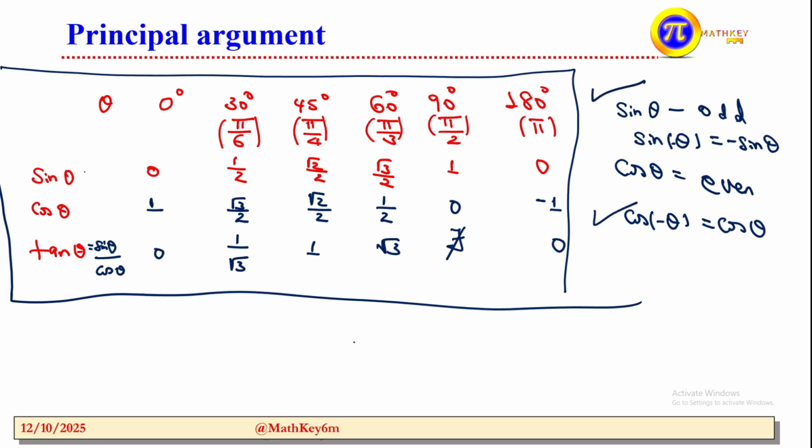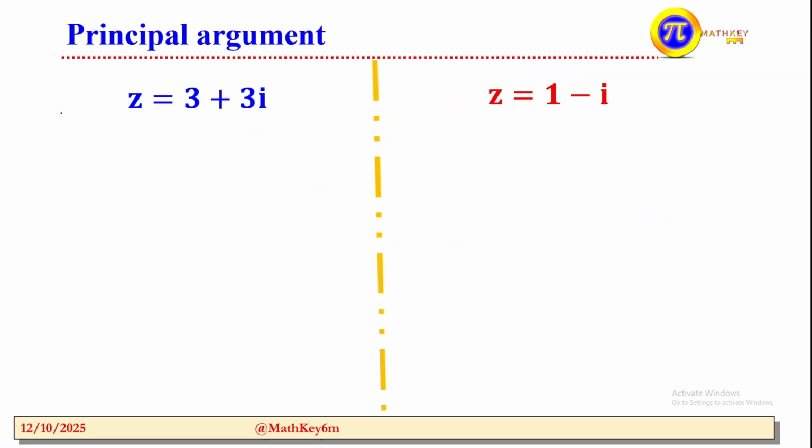So using this information, you'll try to find the principal argument for the following. Let us see. To find the principal argument for this one, you just observe where the complex number lies. When we observe this complex number, the real and the imaginary parts lie in the first quadrant. Here is 3, and similarly here we have the same, 3.